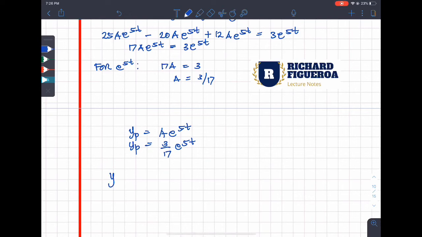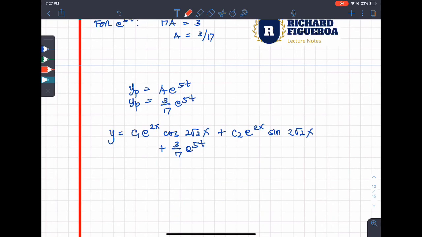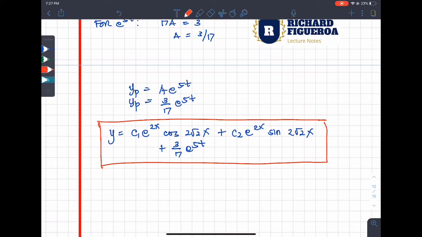And that's our general solution. So it would be c1 e raised to 2x cosine 2 square root of 2x plus c2 e raised to 2x sine 2 square root of 2x, plus 3 over 17 e raised to 5t, and that would be our general solution.